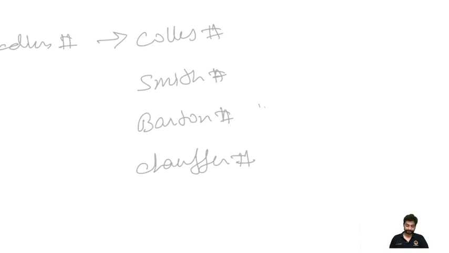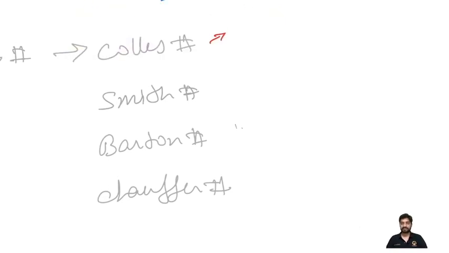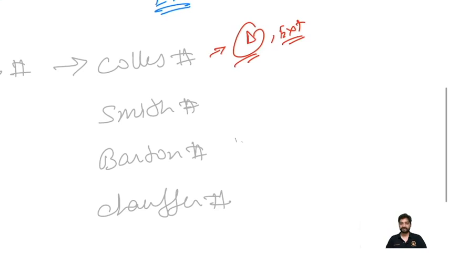Okay, so what do you mean by Colles fracture? In Colles fracture, there is a dorsal displacement of your distal part, and the fracture is extra-articular. So an extra-articular fracture in the distal radius, where the distal part is displaced dorsally, is known as your Colles fracture.